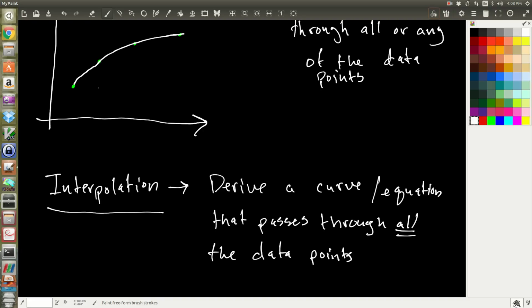And interpolation is typically used to calculate intermediate points. Let's see. Used to find intermediate points, or data.